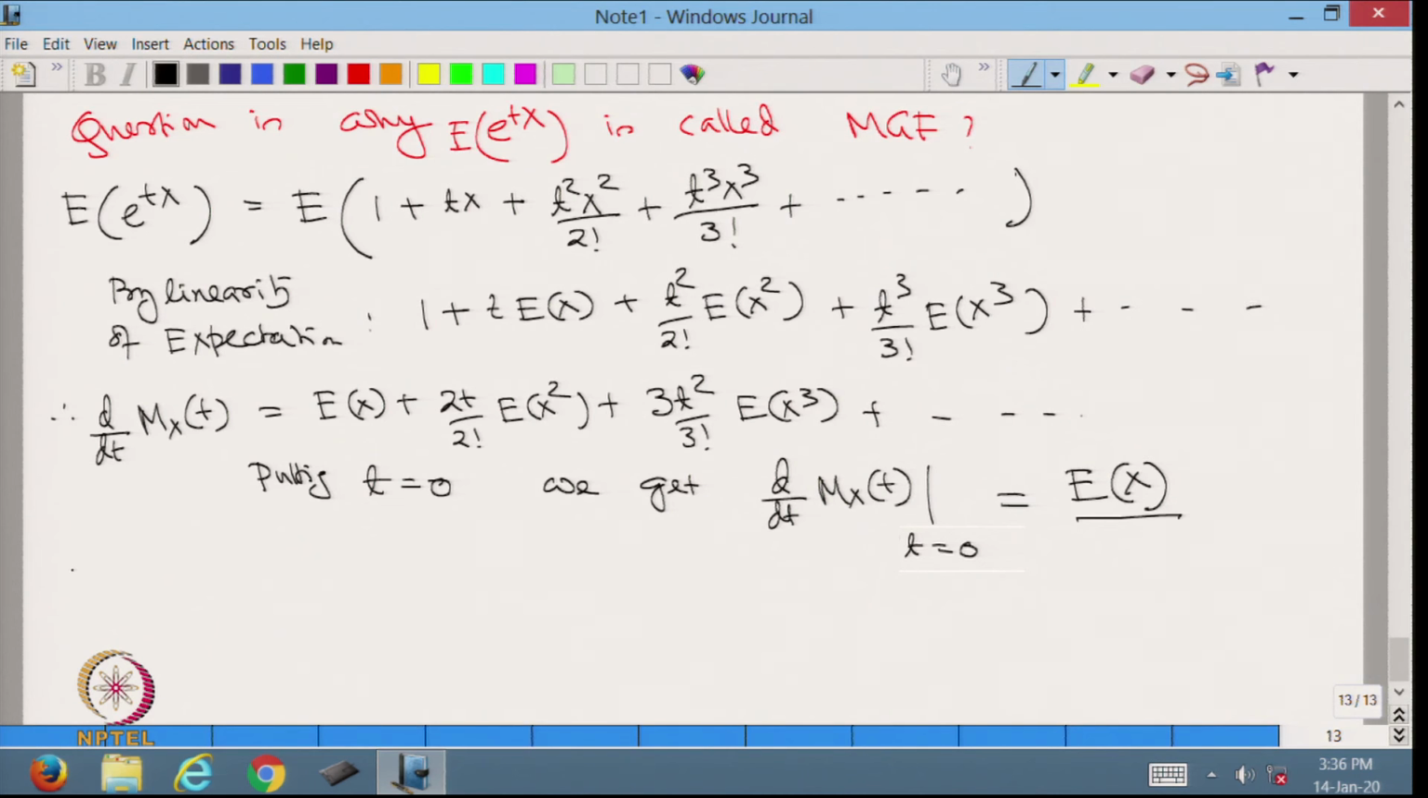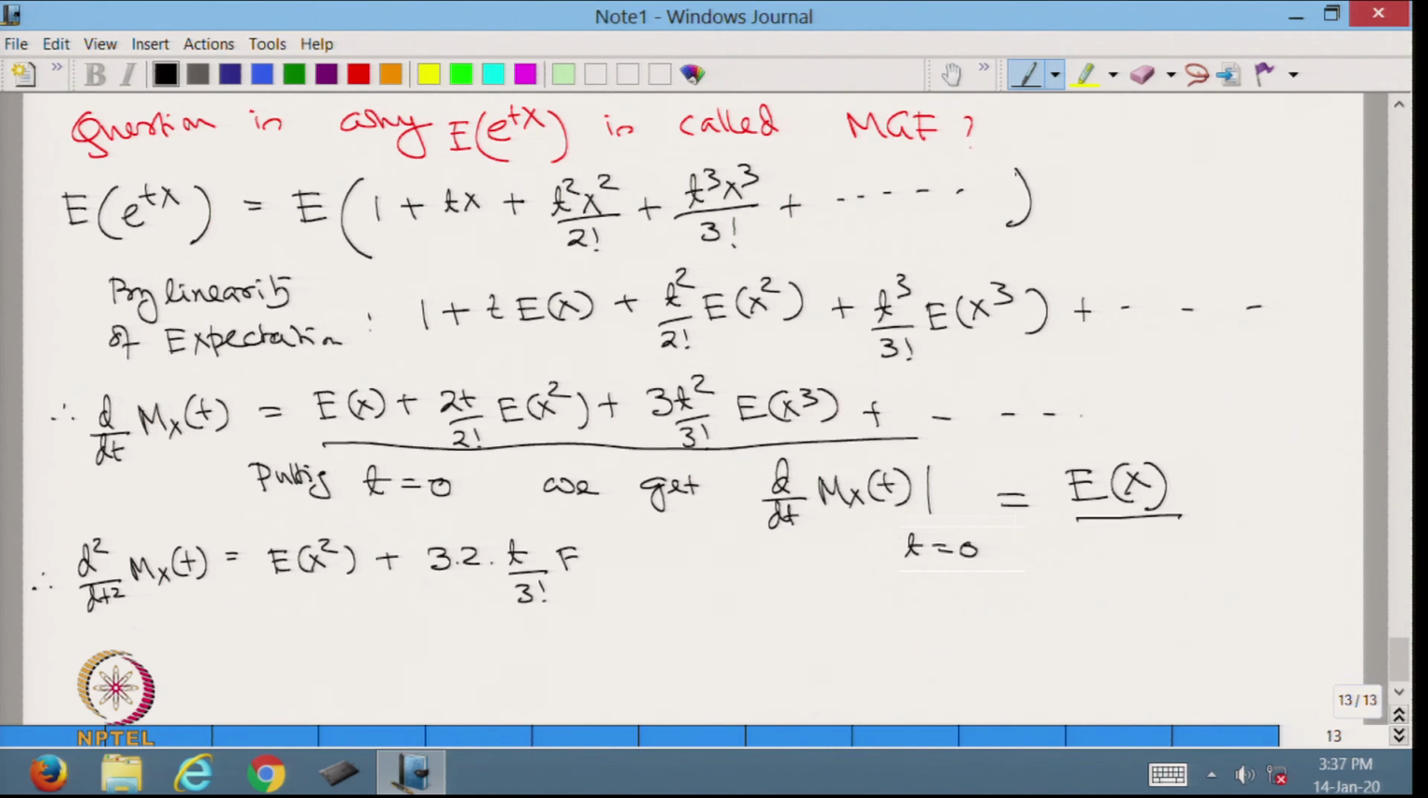Let us now take the second derivative. Therefore, d2/dt square of M_X(t), by differentiating this with respect to t, is equal to expectation of x square plus 3 into 2 into t upon factorial 3 expectation of x cube plus up to infinity, and taking t equal to 0 is going to give us expected value of x square.